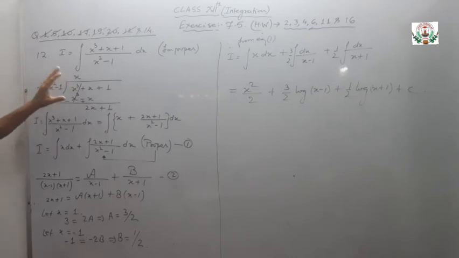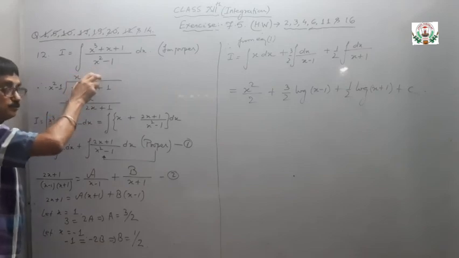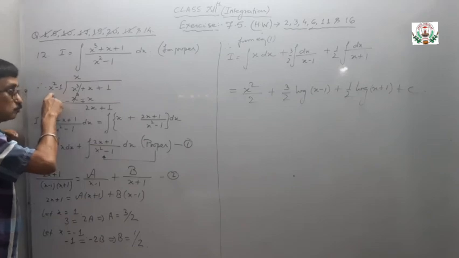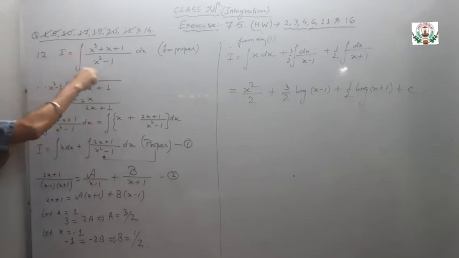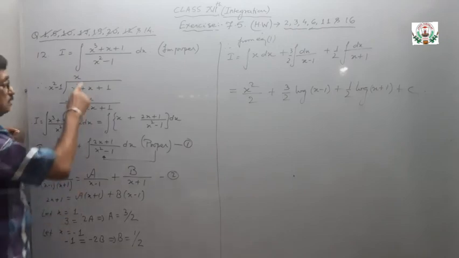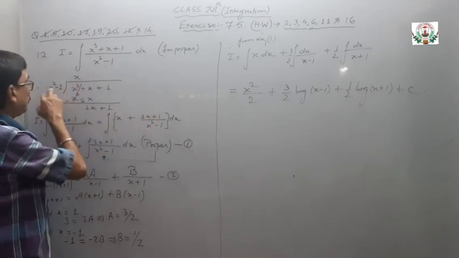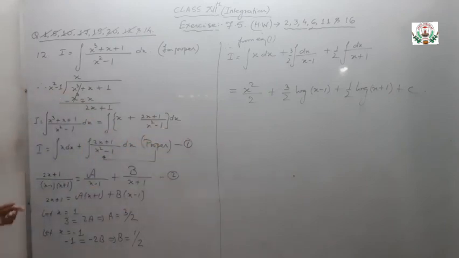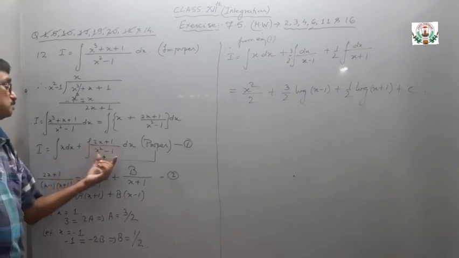So our division stops, which can now be written as quotient plus remainder upon divisor. So this complete term can be written as quotient x plus remainder 2x plus 1 upon divisor x square minus 1, dx. Now we can separate the integration of x dx and the integration of 2x plus 1 upon x square minus 1.